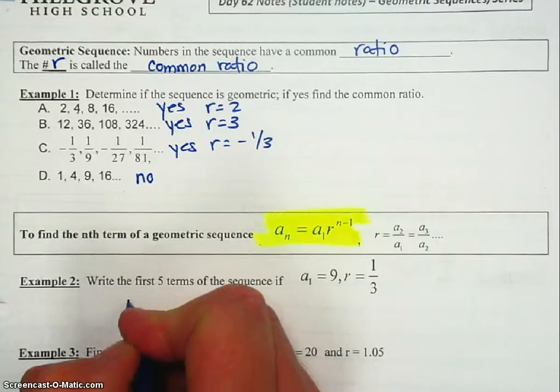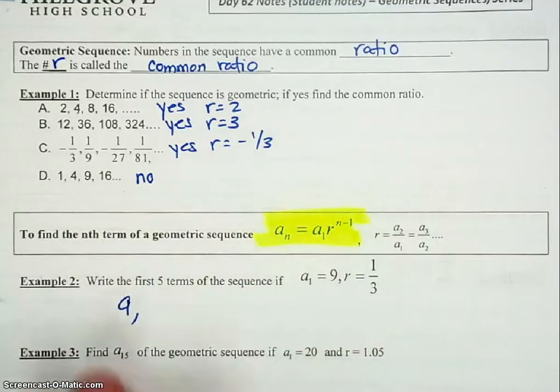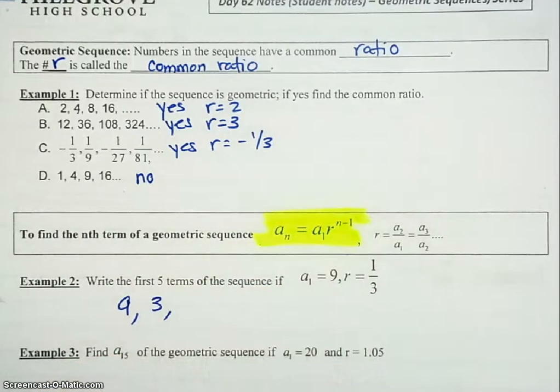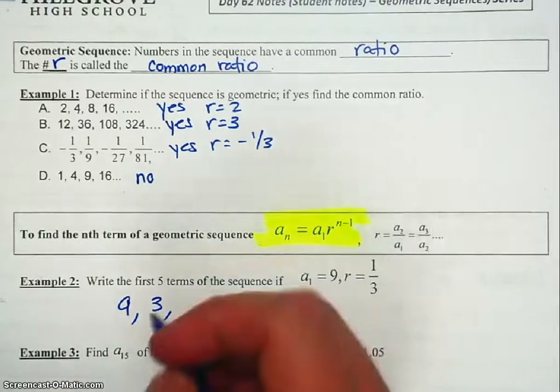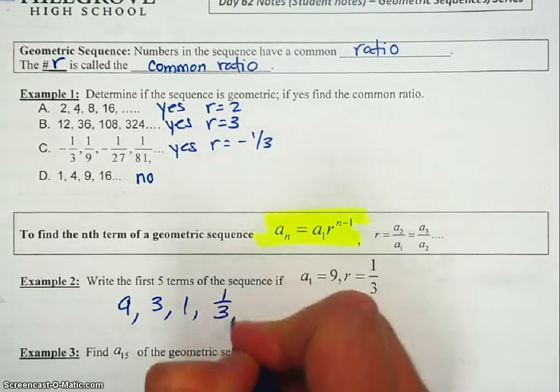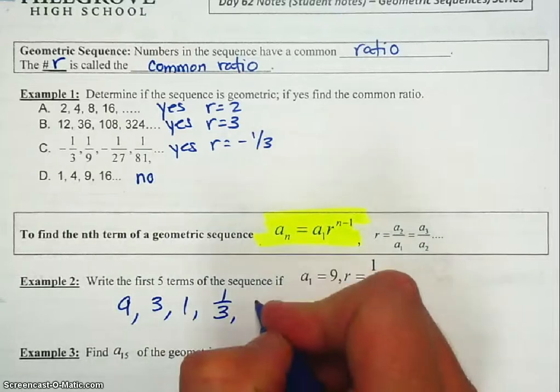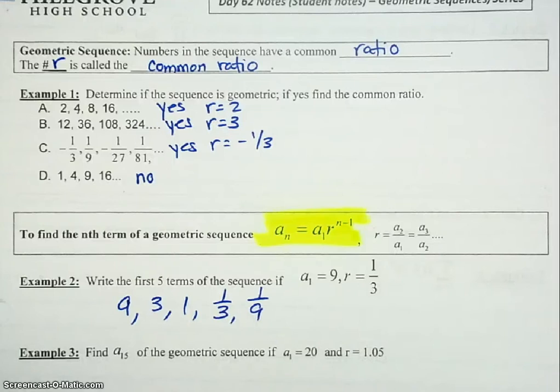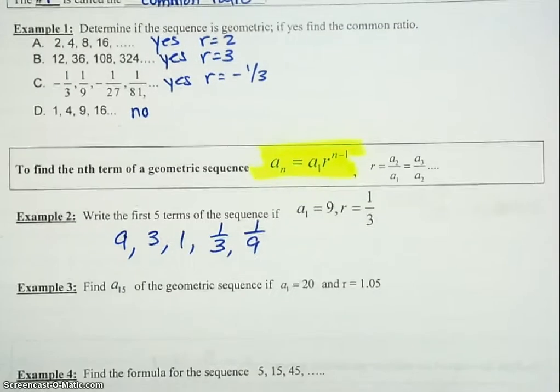So I'm just going to take 9, that's my first term, and 9 times 1/3 is 9/3, which reduces to 3. And 3 times 1/3 is 3/3, which reduces to 1. And then we have 1 times 1/3, which is 1/3. And we have 1/3 times 1/3, which is 1/9. There's the first 5 terms. Done. Okay? That's a pretty easy one right there.